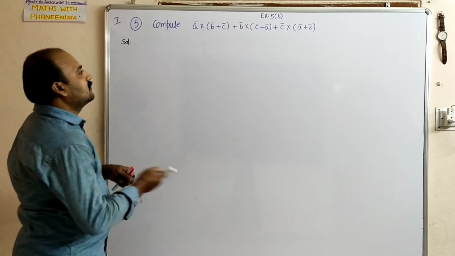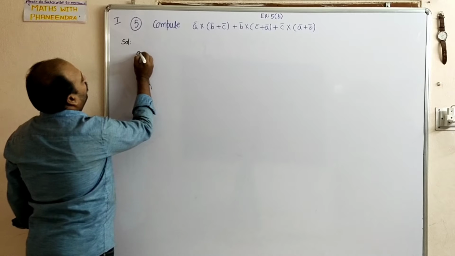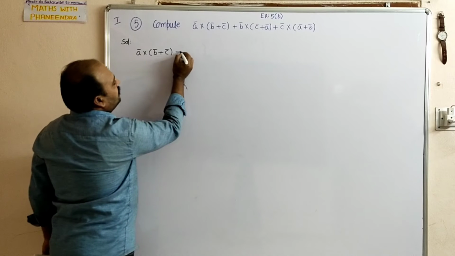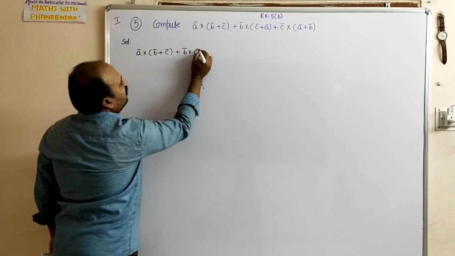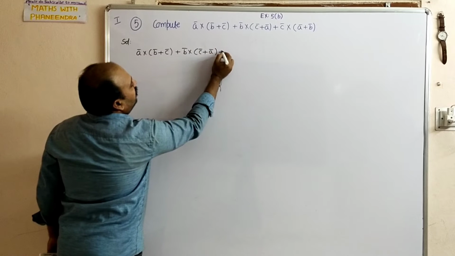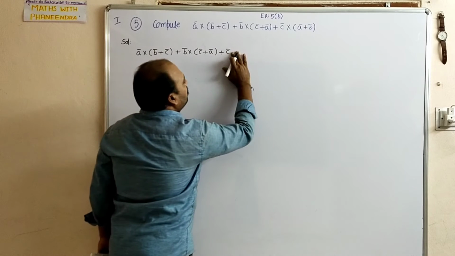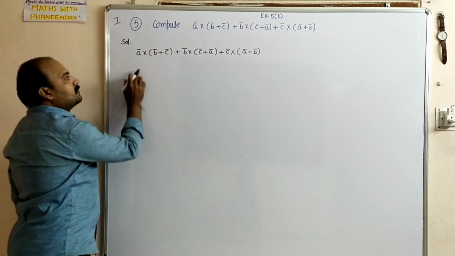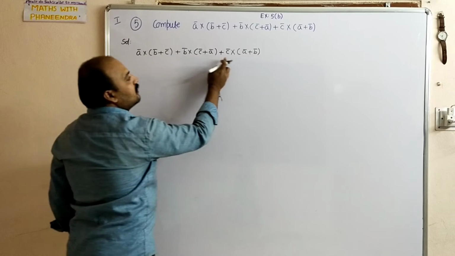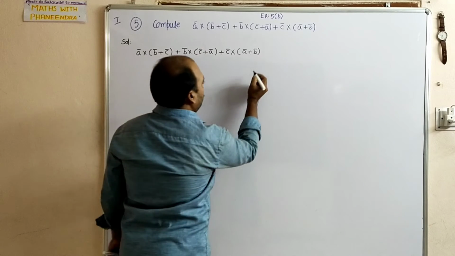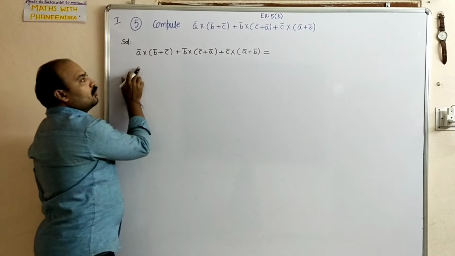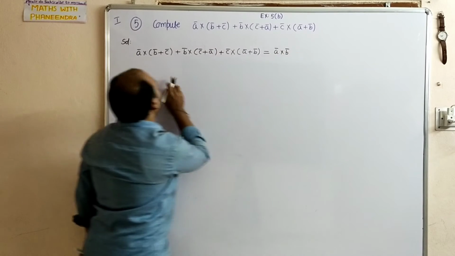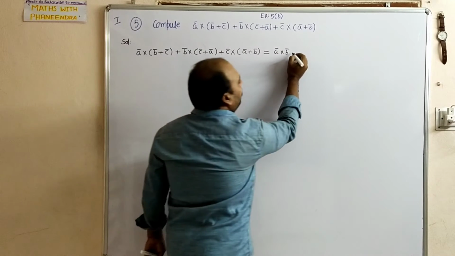So here, first consider A bar cross (B bar plus C bar) plus B bar cross (C bar plus A bar) plus C bar cross (A bar plus B bar). They are in cyclic order. If you observe, ABC, after that BCA, after that CAB, they are in cyclic order, which is equal to A bar cross B bar plus A bar cross C bar.